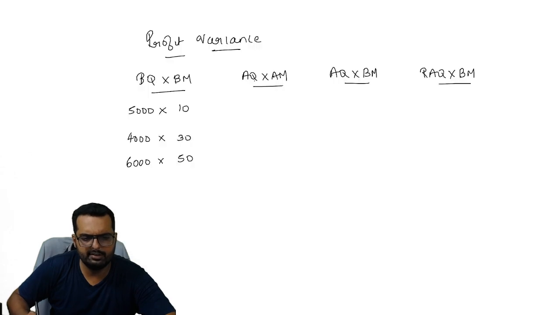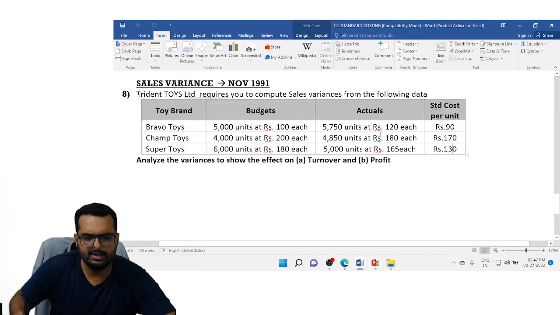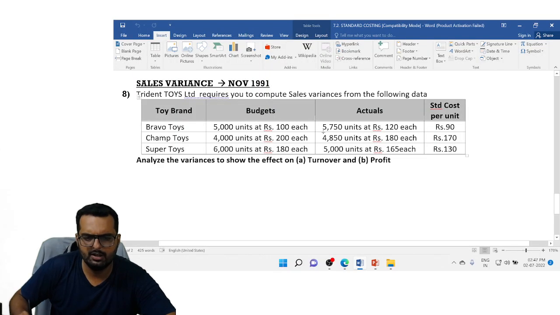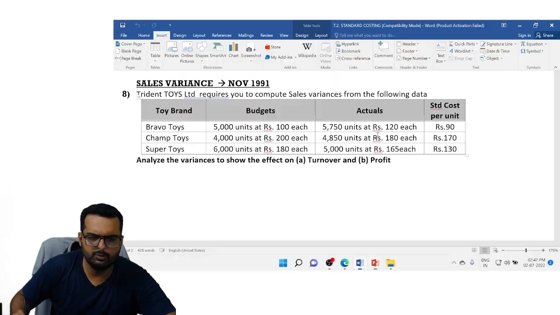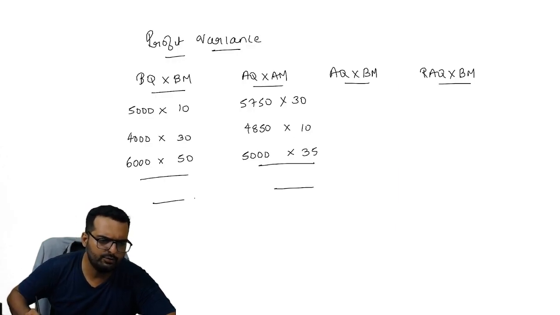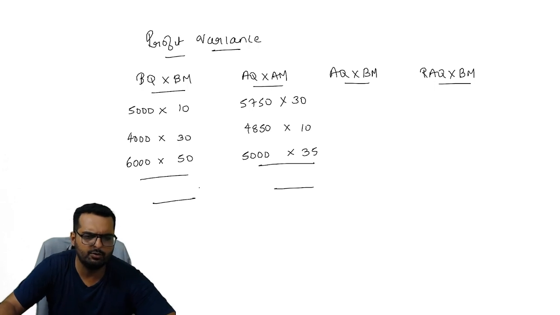And the AQ will be 5750, 4850, 4850. And what is the last one? Last one is 5000 multiplied by 120 minus 90 will give you 30 here. 180 minus 170 will give you 10. 165 minus 30 will give you 35. Like this, can you fill up the remaining and find out the variances over here?